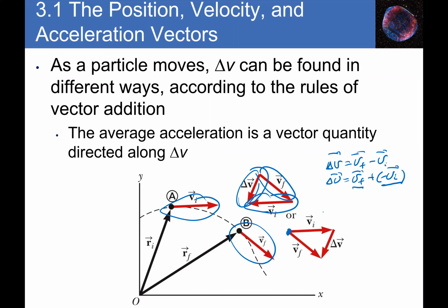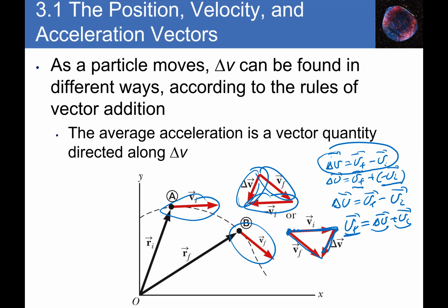For this one, you can see we are rearranging. Remember, delta V equals V final minus V initial. You can also say V final equals delta V plus V initial. That means if you add delta V and V initial vectors together, tip to tail, then V final is the resultant. That means the difference here can be represented in two different ways.